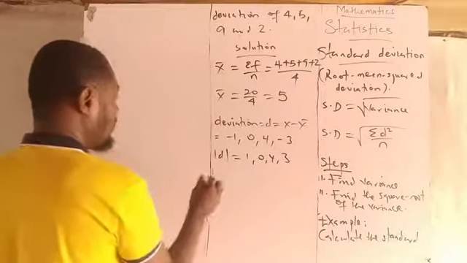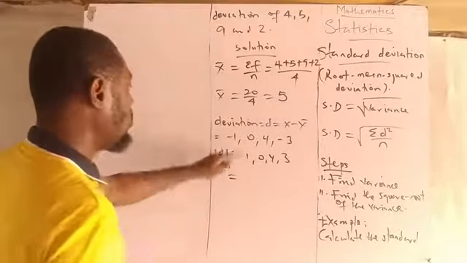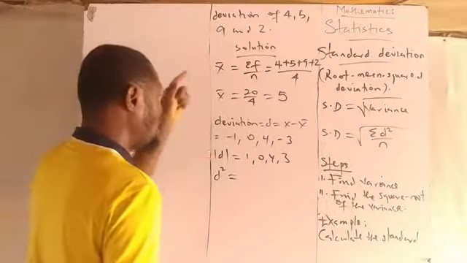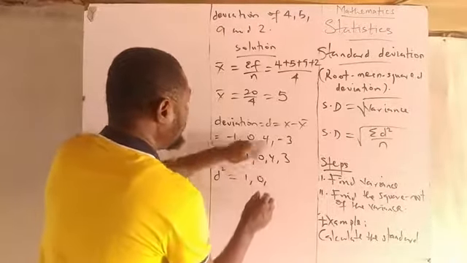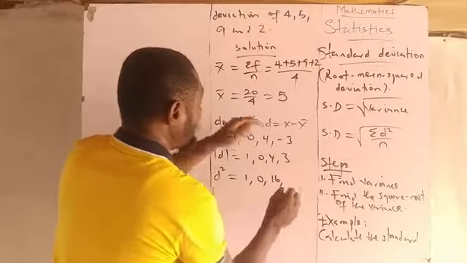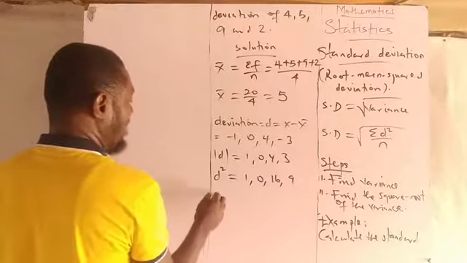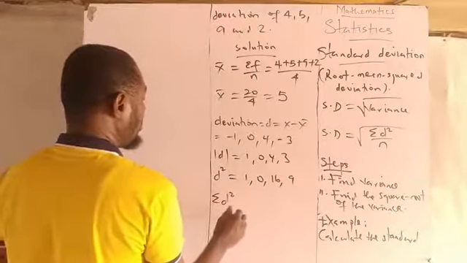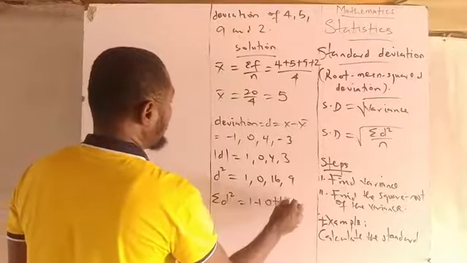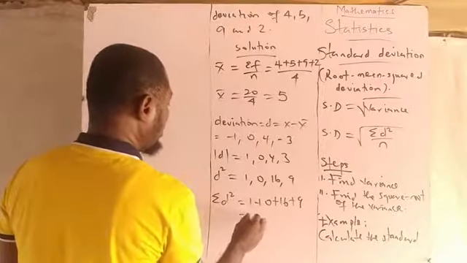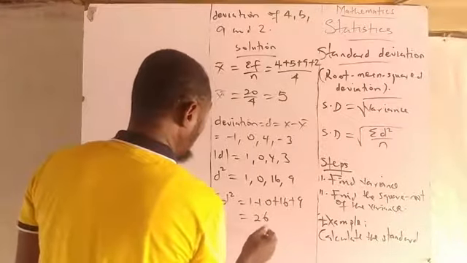Then now let's look for our d square, which is deviation squared. Minus 1 squared gives us 1. 0 squared is 0, 4 squared is 16, and 3 squared is 9. Let us find our summation of d square. That will be 1 plus 0 plus 16 plus 9, which gives us 26. Our answer is 26.